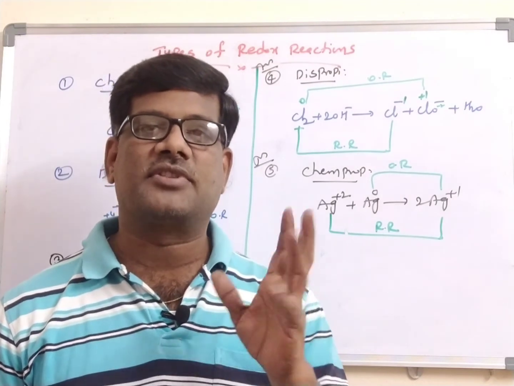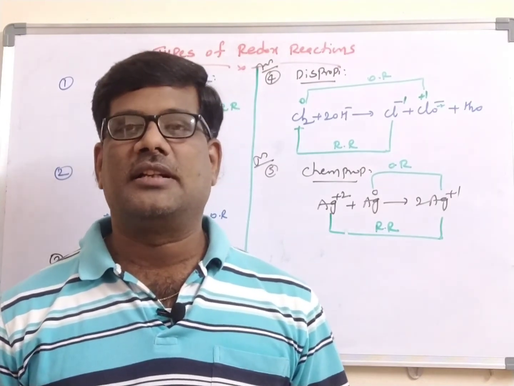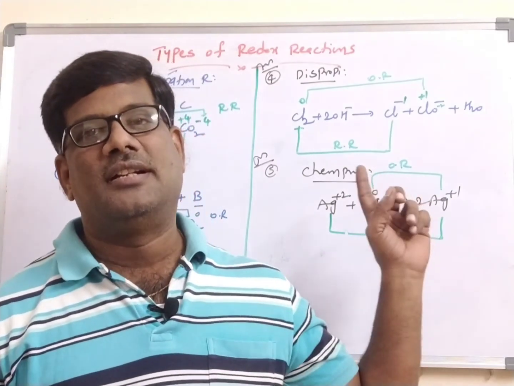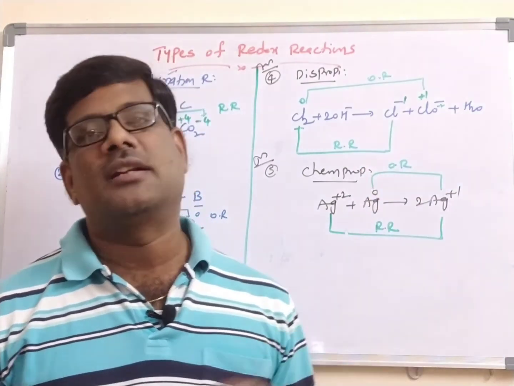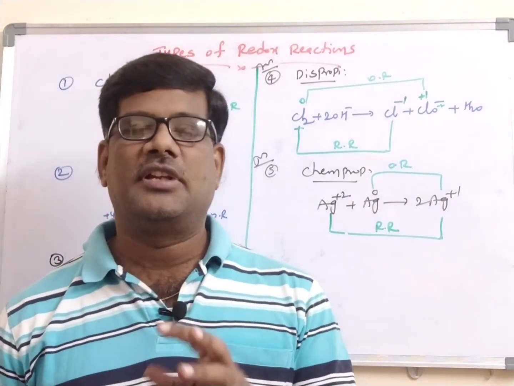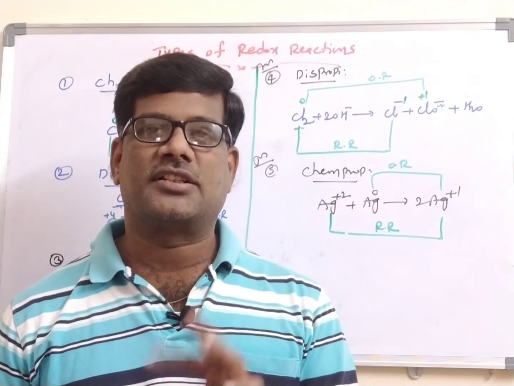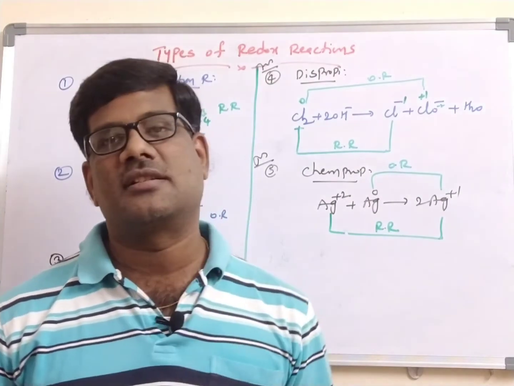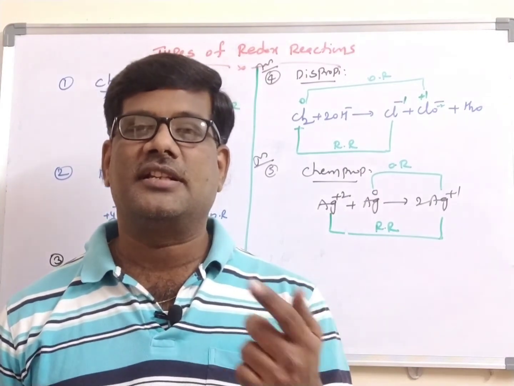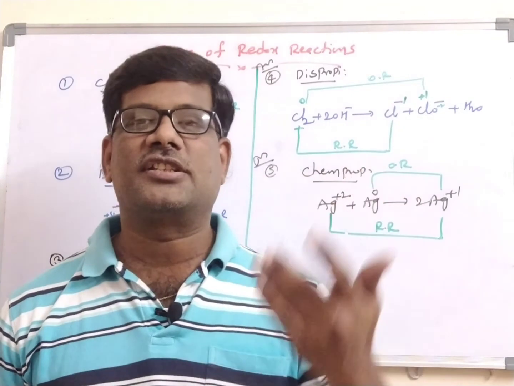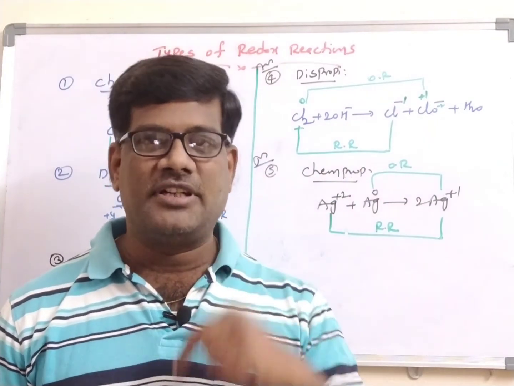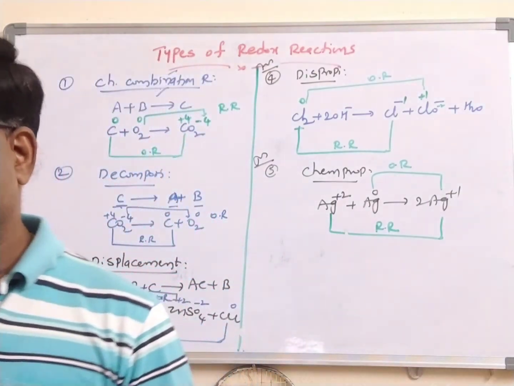Ultimately we have five types of redox reaction: chemical combination, decomposition, displacement reaction, disproportionation reaction, and comproportionation reaction. A redox reaction is nothing but a chemical reaction in which both oxidation and reduction take place simultaneously. How do we identify an oxidation reaction and a reduction reaction? If the oxidation state increases, the reaction is called oxidation. If the oxidation number decreases, it is called reduction. Thank you.